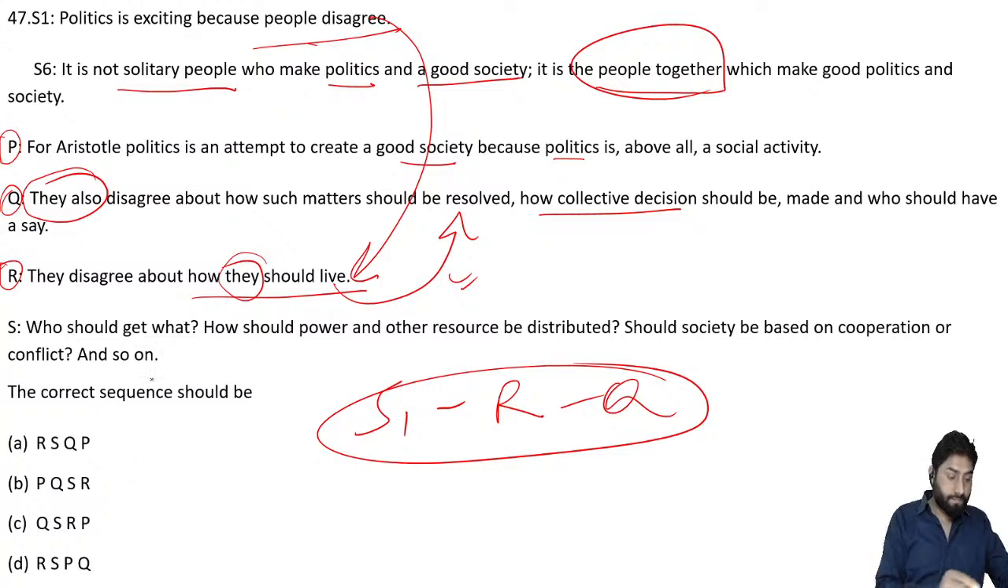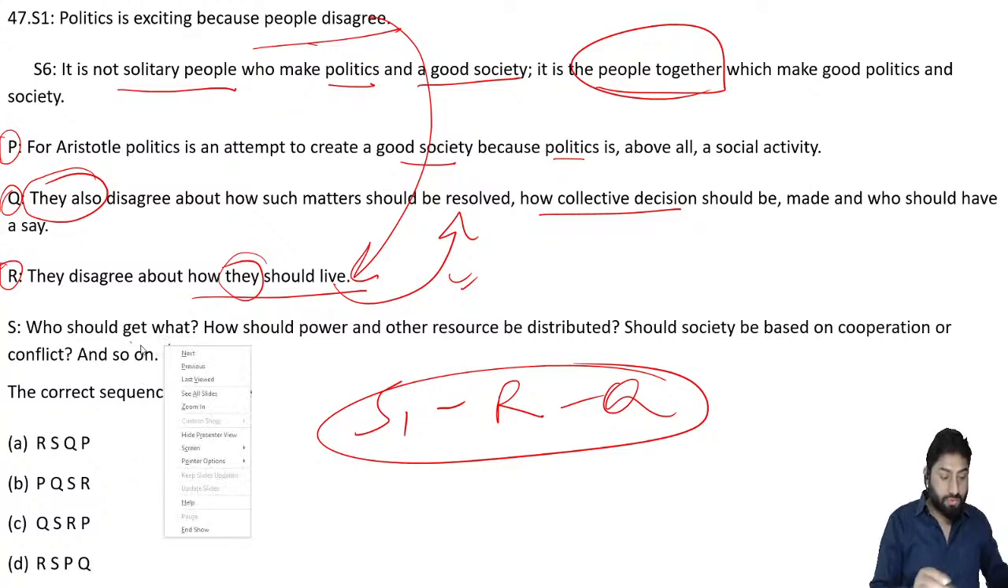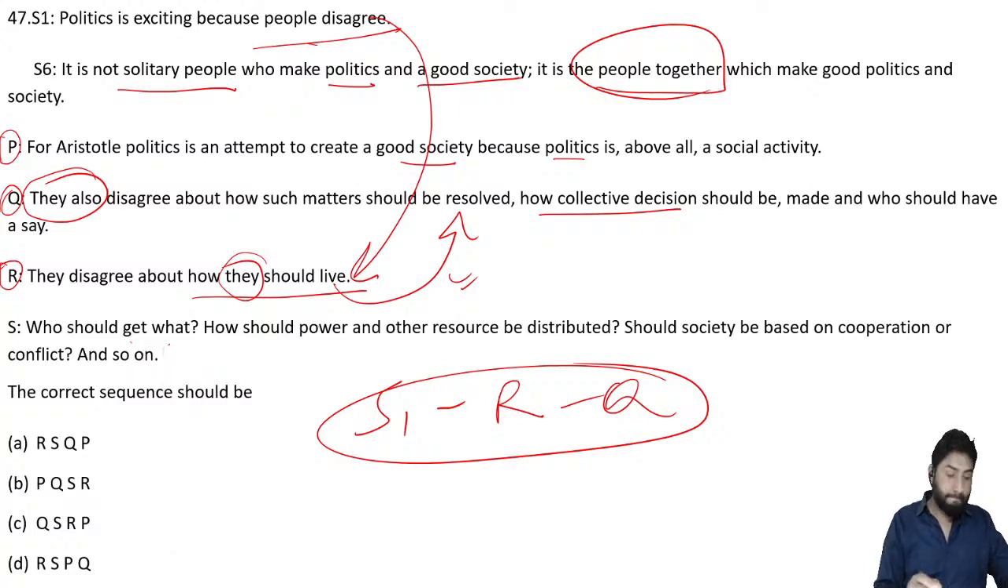Who should get what? Should they live, and how should power and other resources be distributed? Should society be based on cooperation or conflict, and so on? They disagree about how they should live and who should get what. See, this is a continuation.